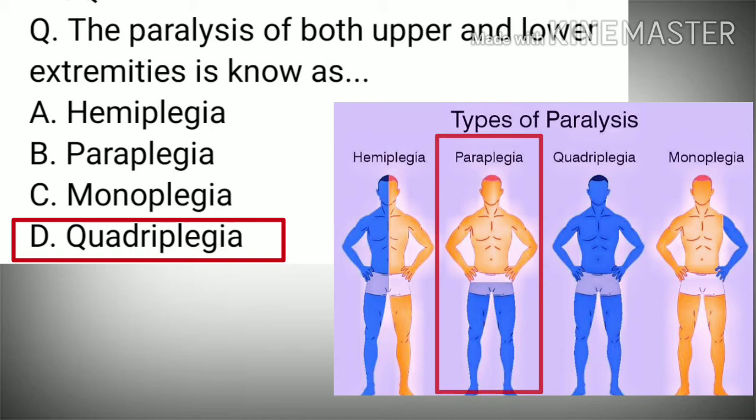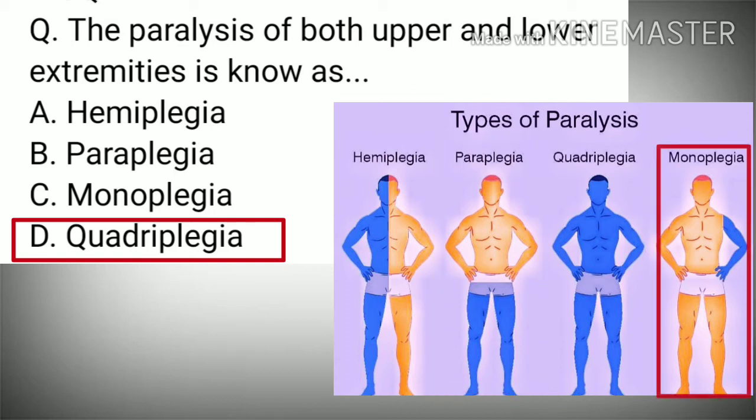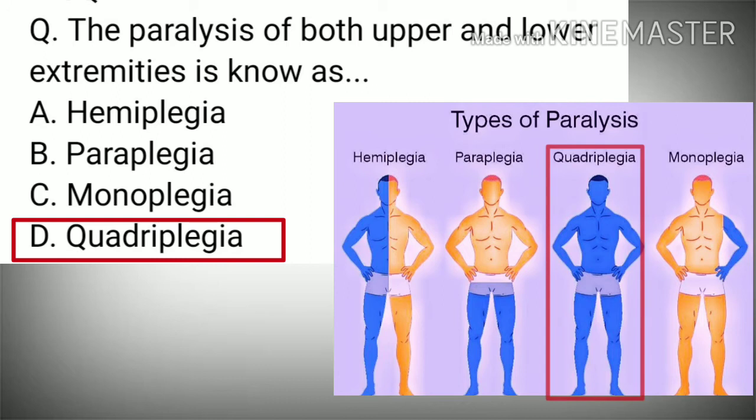Paraplegia is paralysis of the lower body. Monoplegia is paralysis of a single limb, usually an arm. Quadriplegia is partial paralysis or total loss of function of all four limbs and the body. It is also known as tetraplegia.